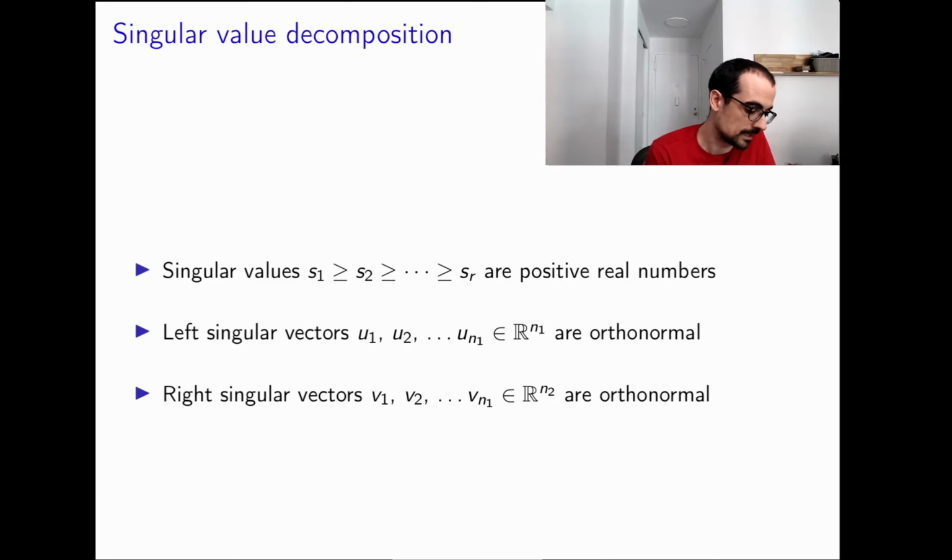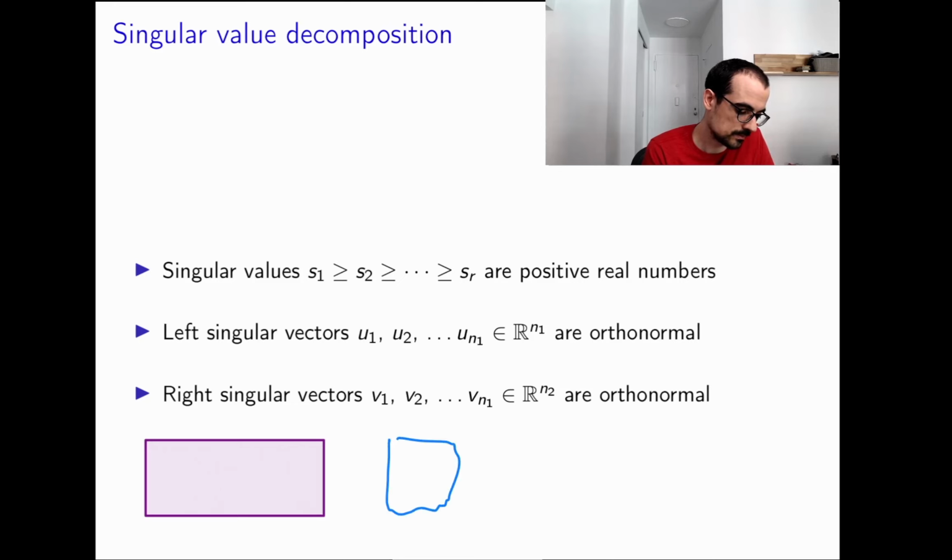Okay, so maybe I'll draw a picture. We had our matrix. And what we just found out is that we can actually express this matrix as a product of three matrices that look like this.